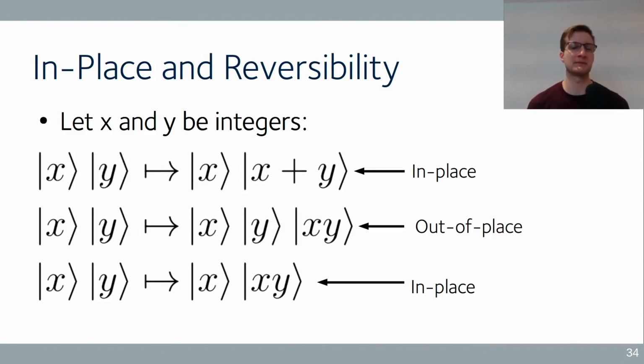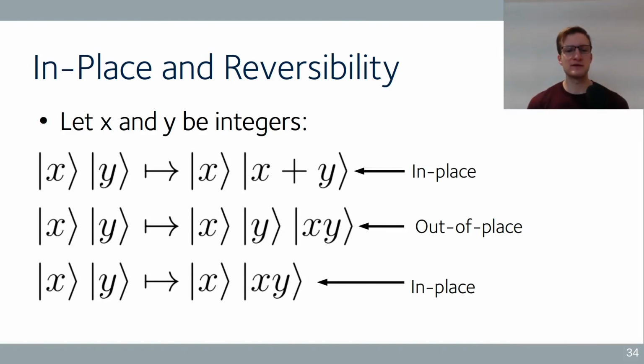We want to do arithmetic. Imagine it's all modular arithmetic. So we can do this addition in place, so the register y is replaced with the output x plus y. We could also do an out-of-place operation, such as multiplication. We have x and y, and we keep both the inputs, but we allocate a new register, and that's where we write our output. Both of these circuits are what we used.